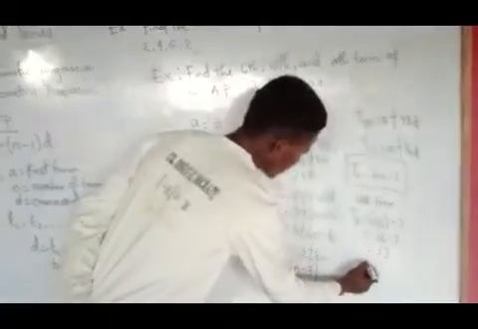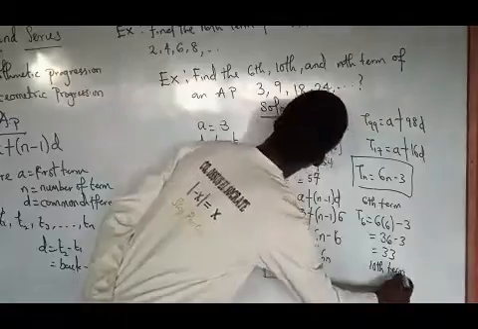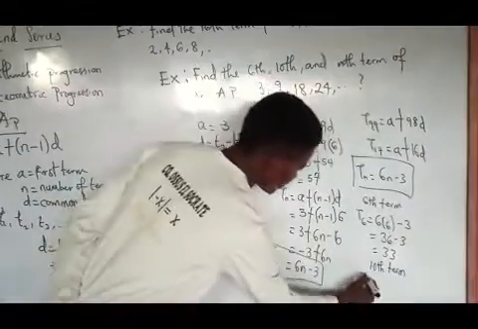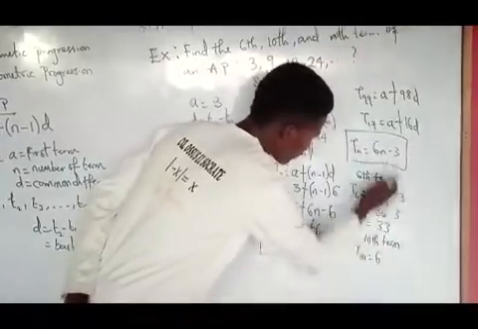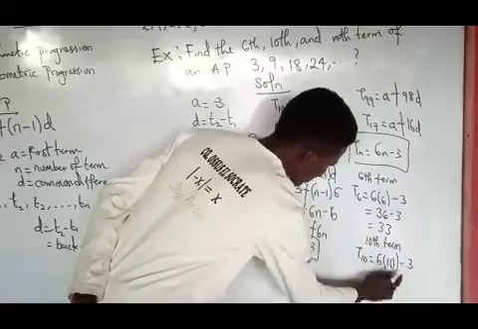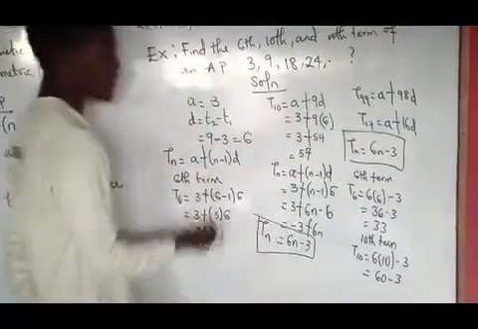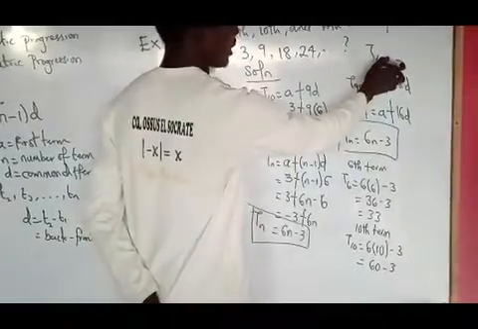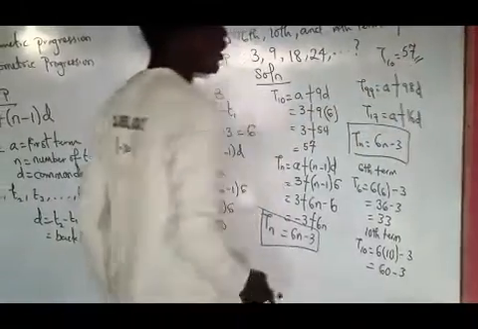Then we have to find the 10th term, which is the next thing I was going to find. The 10th term will be T10 equals 6 times n, and anywhere you see n, put 10. That will be 6 times 10 minus 3. 6 times 10 will give us 60, minus 3. 60 minus 3 will give me, let me write it here, my T10 is 57. So that will be all for today.